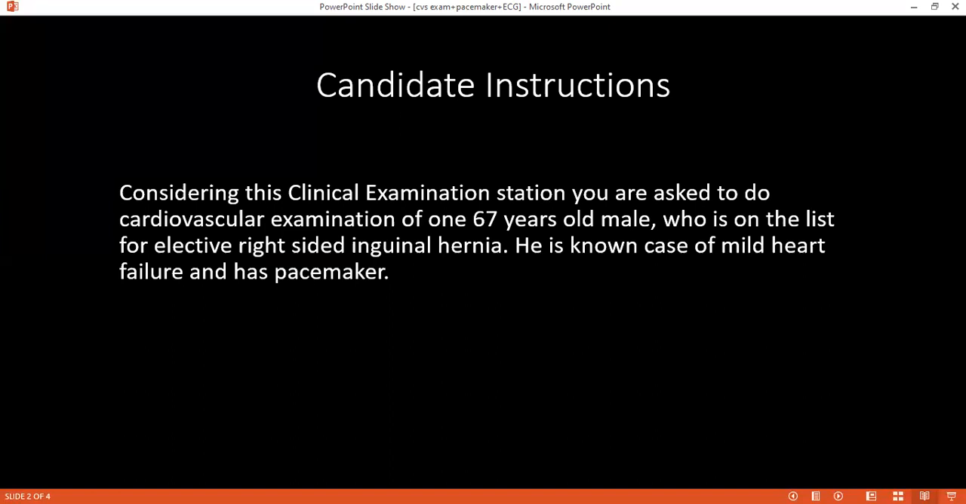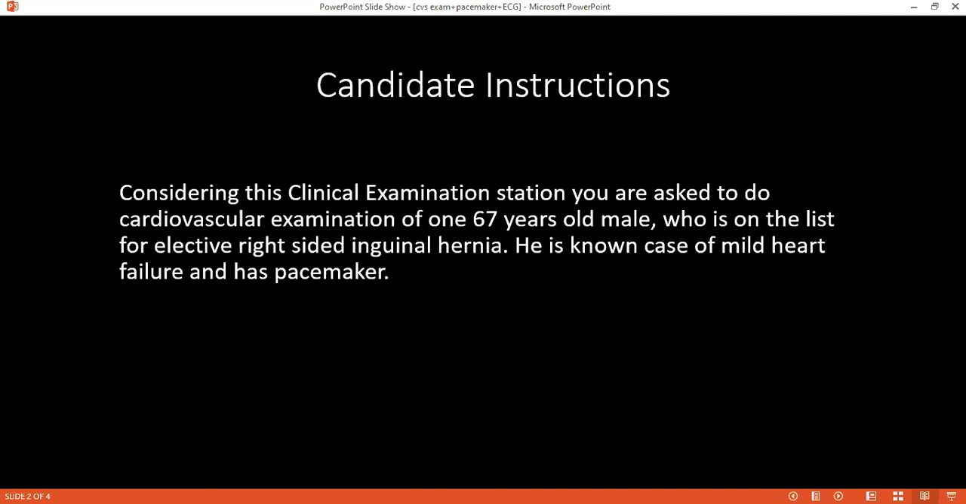Then I will palpate the radial pulse. Then I will check the rate of the radial pulse and rhythm. Then I will check for radial delay. Then I will ask the patient if he has any pain in his shoulder. If not, I will elevate the right arm, abduct the right shoulder, and feel for any collapsing pulse.